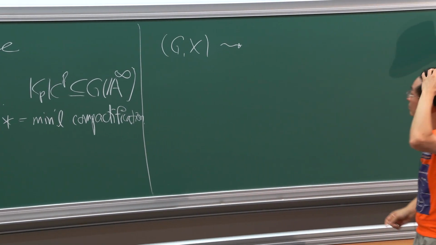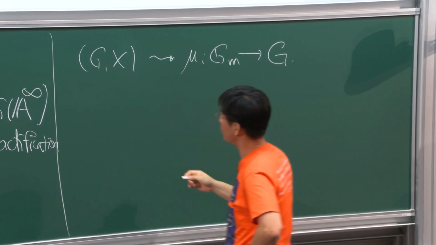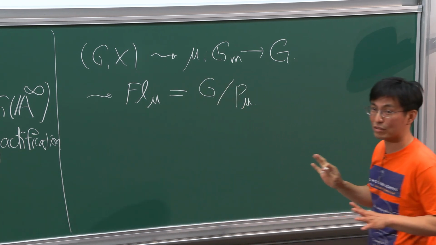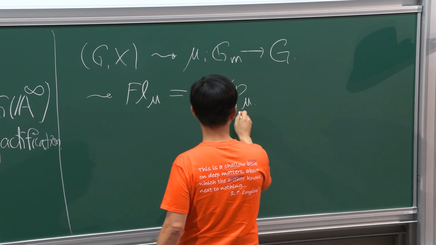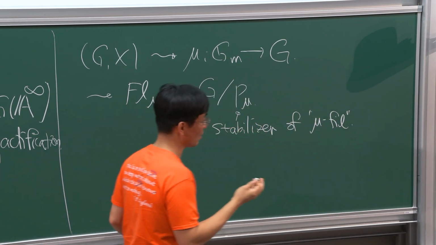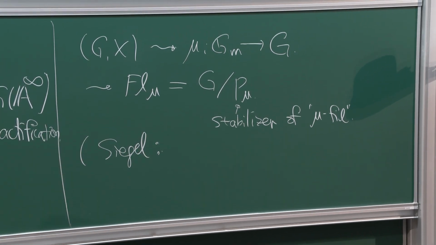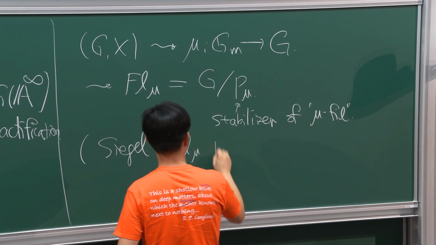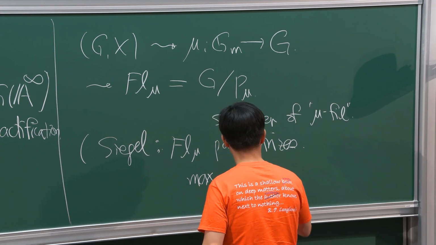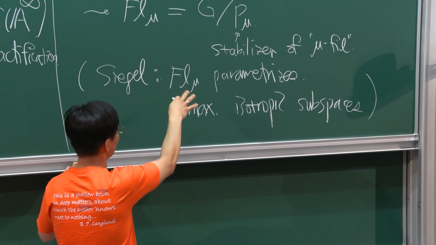And from the Shimura datum, I can produce, up to conjugacy, a cocharacter of G. There is a standard way, and this allows me to define the flag variety, which is basically G modulo some parabolic subgroup defined by mu. Roughly speaking, it's the stabilizer of some sort of mu filtration if you have an underlying vector space. So I'll just say that in the Siegel case, when G, X is a Siegel Shimura datum and you have Siegel modular varieties, in that case, this parameterizes maximal isotropic subspaces of your underlying symplectic space. So that's all you need to know about this flag variety.